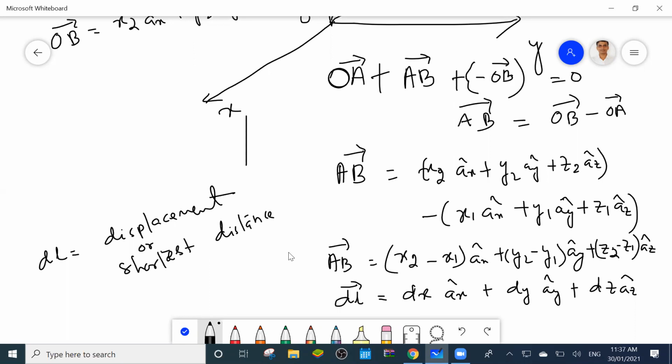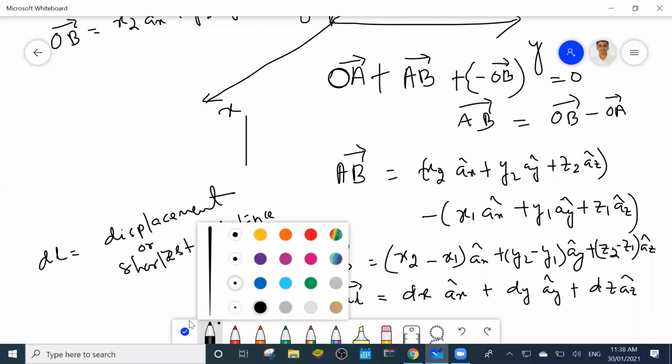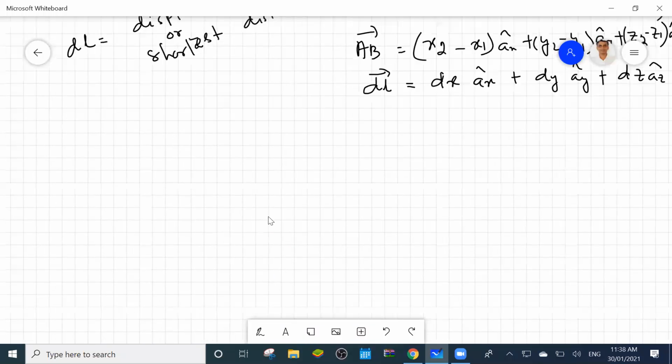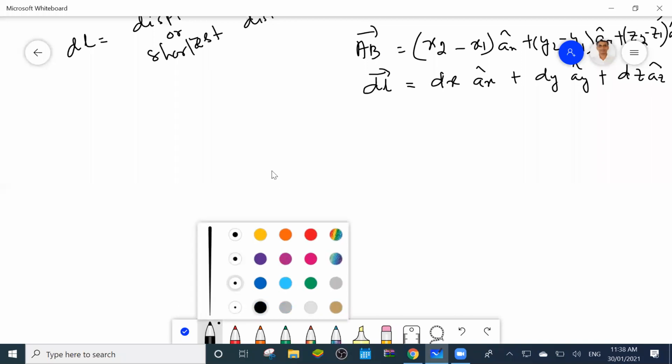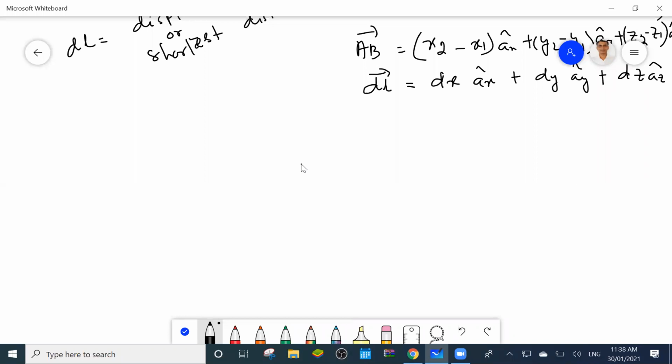Suppose you want to find BA. Can you find BA? Yes, sir. Suppose in this diagram I change the direction. That was A to B, now I change it to B to A. So B to A you can find, and that becomes x1 minus x2.